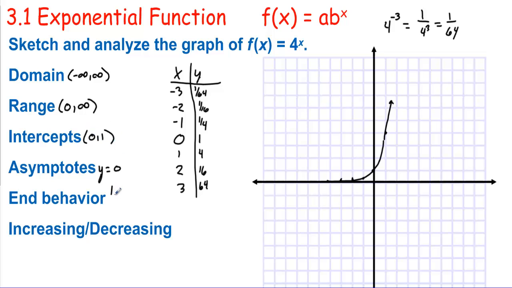The end behavior is the limit as x approaches infinity of f of x is infinity, and the limit as x approaches -infinity is 0. So this is leveling out to 0 as we go to the left. This function increases the entire time, so -infinity to infinity.